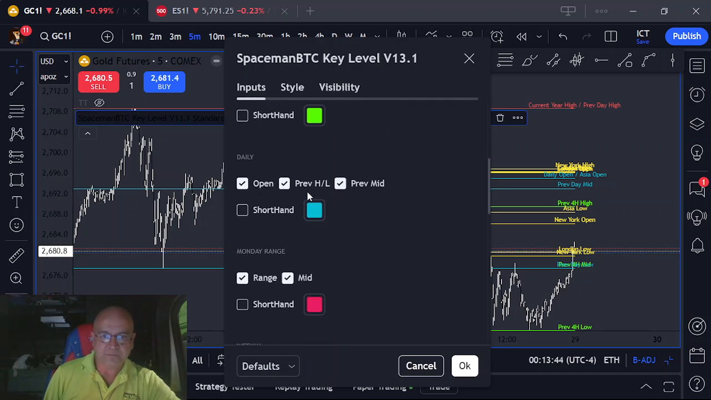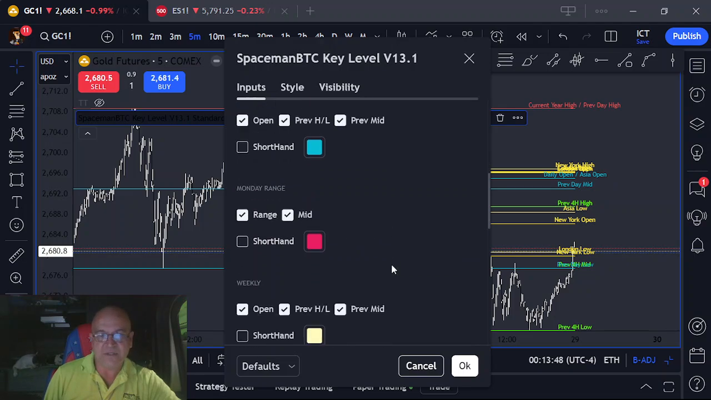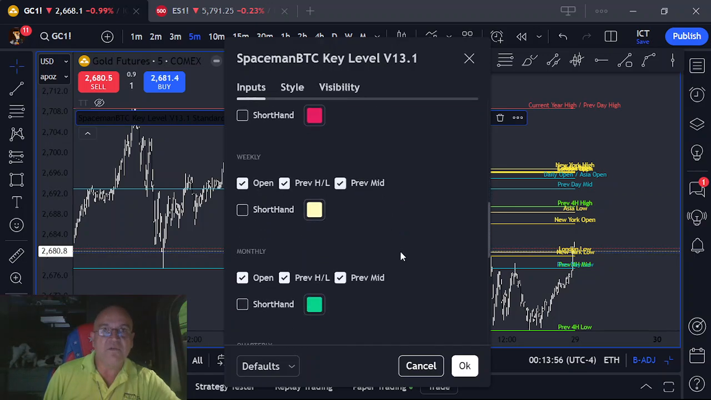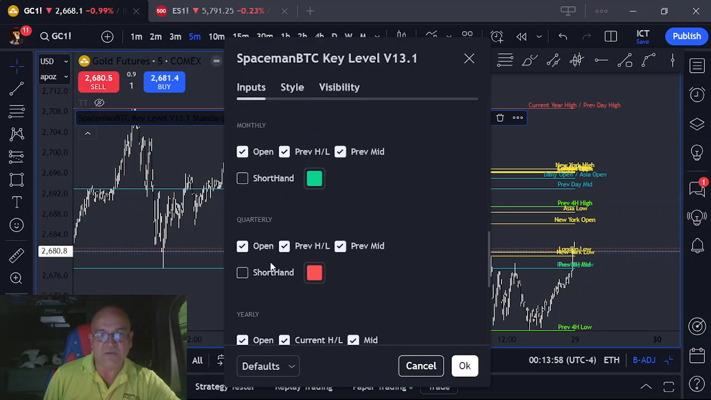We have daily levels, the Monday range, which Monday levels are very important to set up the rest of the week. Weekly levels, monthly levels, quarterly levels, and yearly levels.